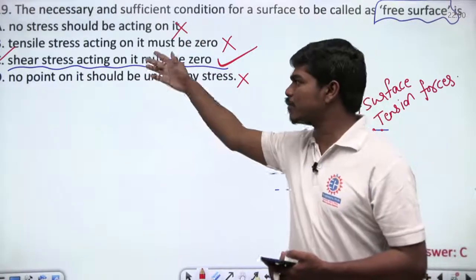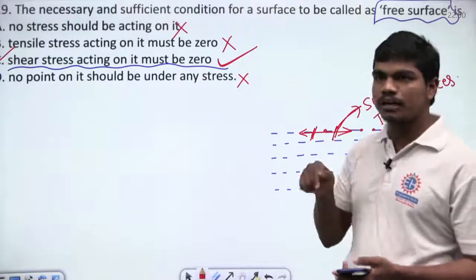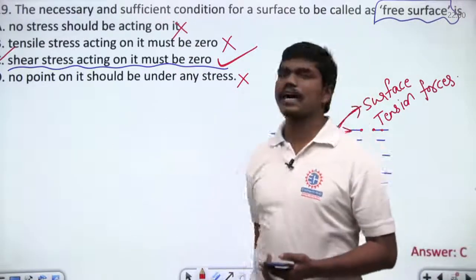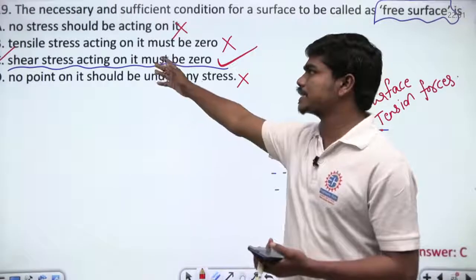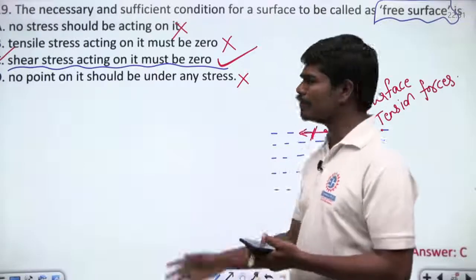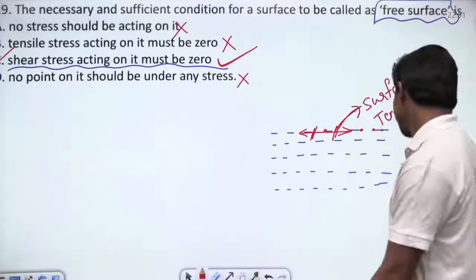But of course, if you talk about option D, no point on it should be under any stress. No, on every point on the free surface there will be some surface tension force. Actually, first option and last option are identical. Okay, and C is the correct answer because for a fluid layer to be static, definitely the shear stress acting on it should be 0.